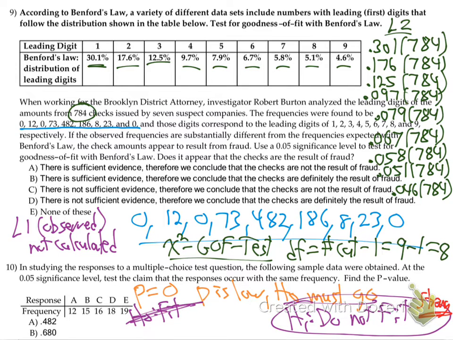So Benford's law is saying something's up here, right? Somebody's monkeying with the numbers because the natural pattern of leading digits is not fitting with what Benford's law says humans do. So it does not fit, strong evidence. So sufficient evidence, therefore we conclude that the checks are not the result of fraud? No. B, sufficient evidence, we conclude the checks are definitely the result of fraud. There's strong evidence that somebody's monkeying with the numbers. They don't fit the normal human behavior that Benford has noticed. Good on that one?